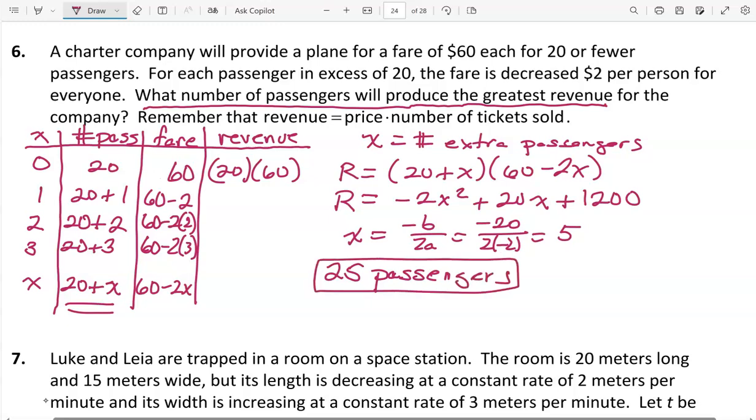And that's all they wanted to know. They did not want to actually know what the revenue was. If we did need to know the revenue, we could take the x value and use it in the expression for the fare, 60 minus 2 times 5, and then multiply the fare times the number of passengers.